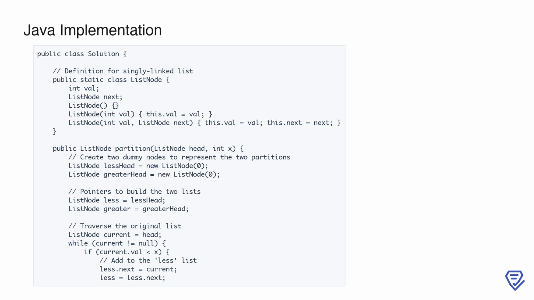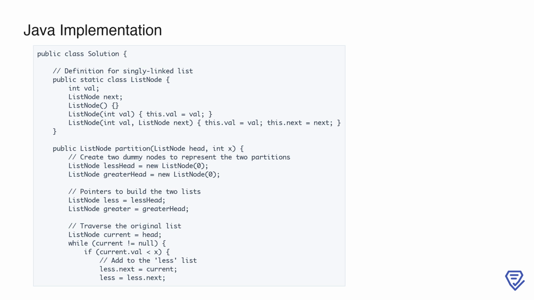To facilitate the separation of nodes, we create two dummy nodes, lessHead and greaterHead. These act as starting points for two distinct lists, one for nodes with values less than x and another for nodes with values greater than or equal to x. We also define two pointers, less and greater, initialized to these dummy nodes, which will help us construct the respective lists dynamically. Next, we begin traversing the original linked list using a pointer called current.